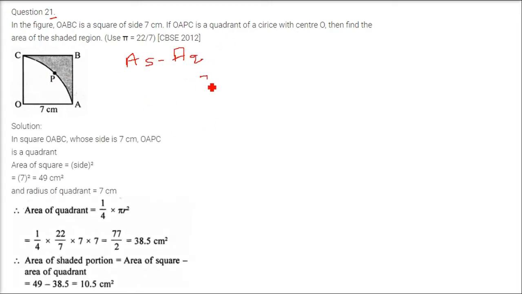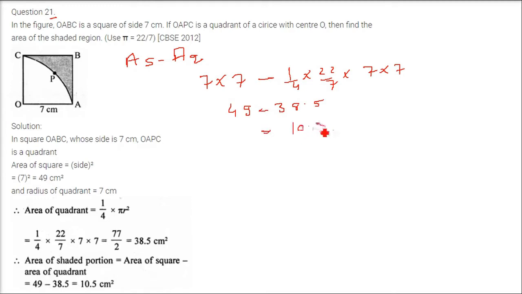What is the area of the square? It is 7 into 7, right? And then we have to subtract the area of the quadrant, and it is given by theta by 360 into pi r square, theta is 90 degrees. So we get 1 by 4, 90 by 360, 1 by 4. So 1 by 4 into pi into r square. What is r? 7 into 7. This is 49 and this is 38.5. So what do you get? You get 10.5 centimeters square.